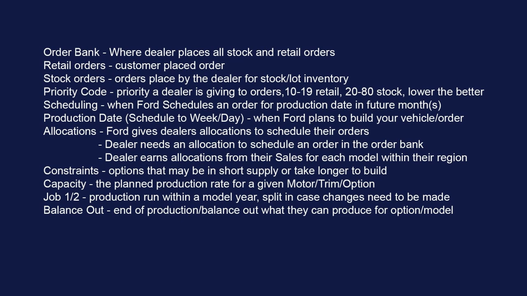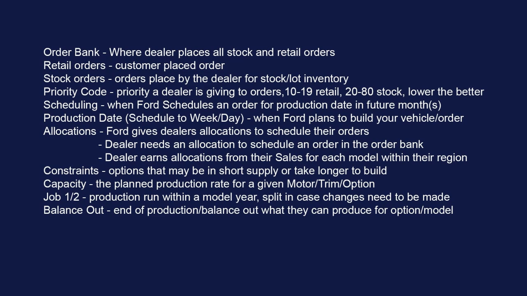And the dealer earns those allocations based on their sales for each model year. Some models will have different configurations and how they choose to allocate those, but typically it's based on sales within your region. And then constraints, we'll talk about those because some of these we'll talk about as, hey, these are constraints going on, which means it may take longer to build, and because of that they can only do so many, or they have the supply. Because of the supply they have from the different vendors, they're only able to do so many.